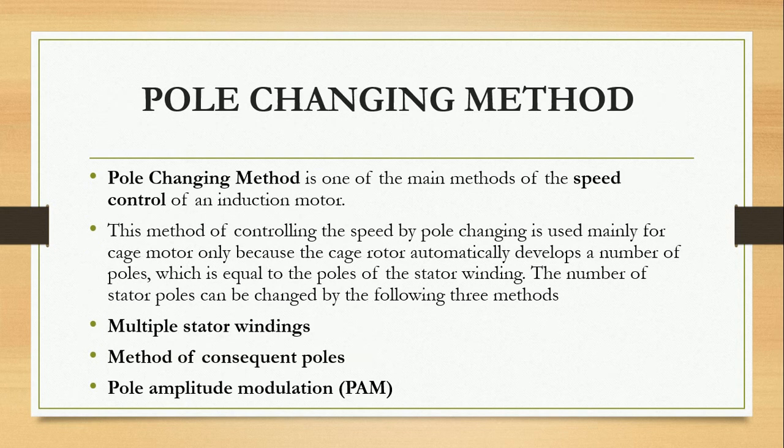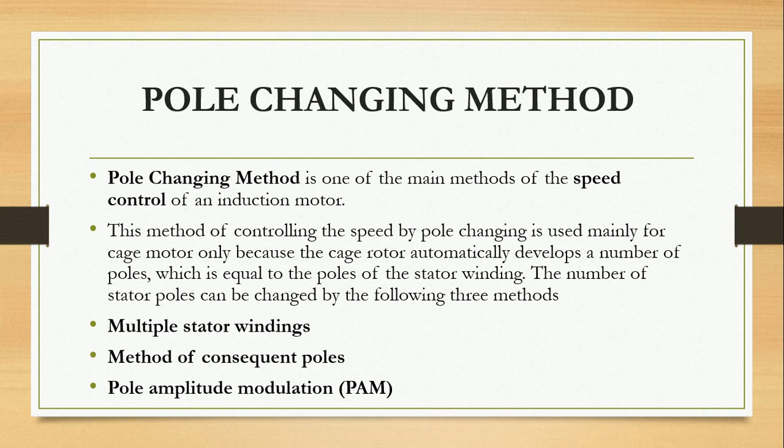First, let us see about the pole changing method. Pole changing method is one of the main methods of speed control of an induction motor. This method of controlling the speed by pole changing is used mainly for cage motor only because the cage rotor automatically develops a number of poles which is equal to the poles of the stator winding.